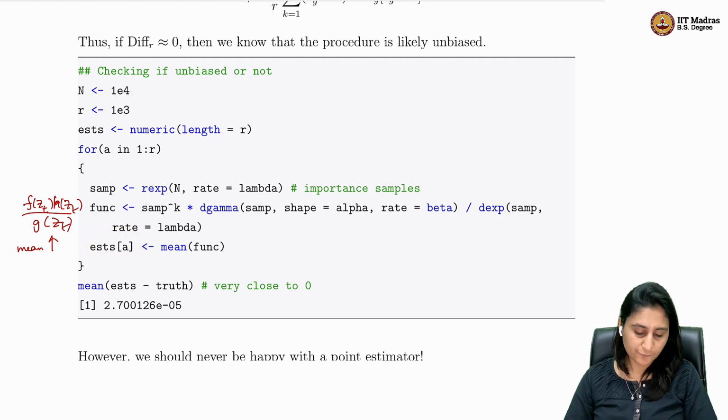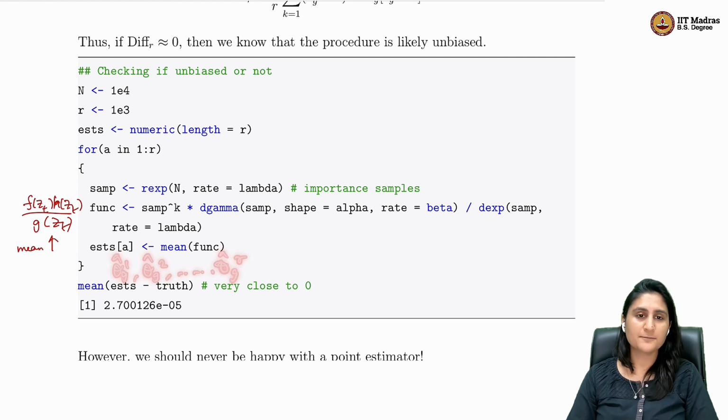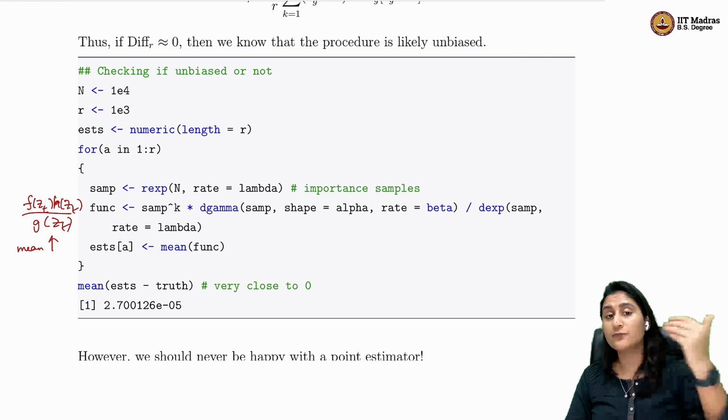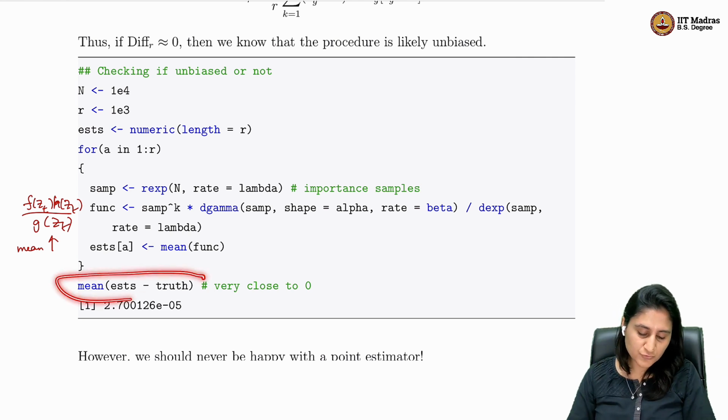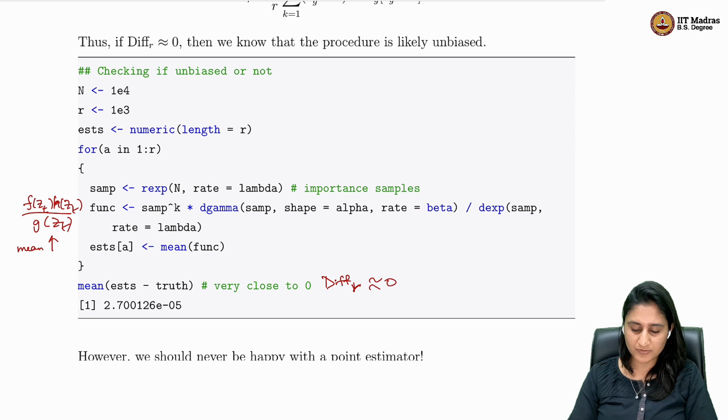Now from here, all of these S are nothing but theta hat g1, theta hat g2, up until theta hat gr. So I will subtract the truth from them, which I remember is 0.24, and I'll take the mean of those, and this should be equal to diff r. This is the diff r quantity, which should be equal to 0.